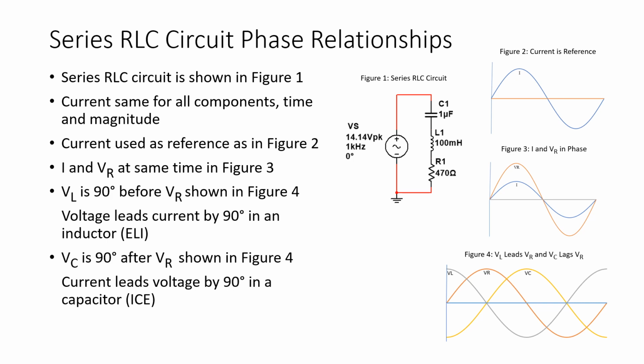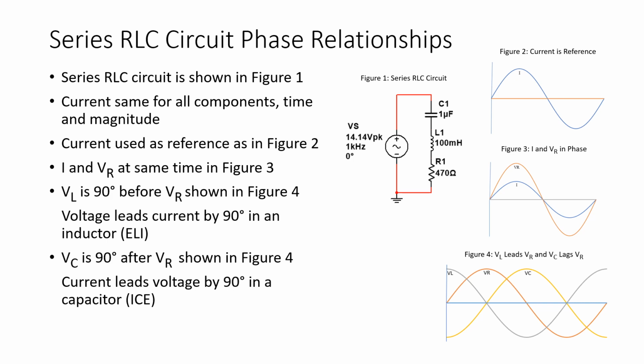Now we see a series RLC circuit in Figure 1, and again with series circuits, the current is the same for all components, both in magnitude and time. So the source current equals the capacitive current equals the inductive current equals the resistive current. So in this series circuit, we'll use current as the reference, and this is illustrated in Figure 2. The sine wave that represents the current starts at 0 amps at 0 degrees.